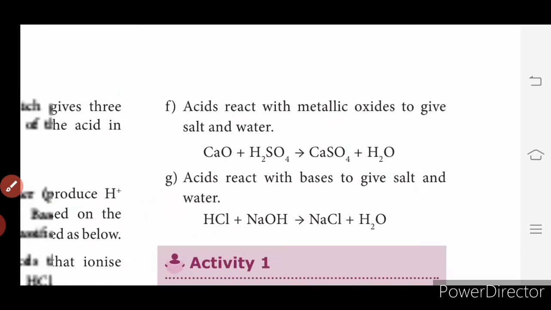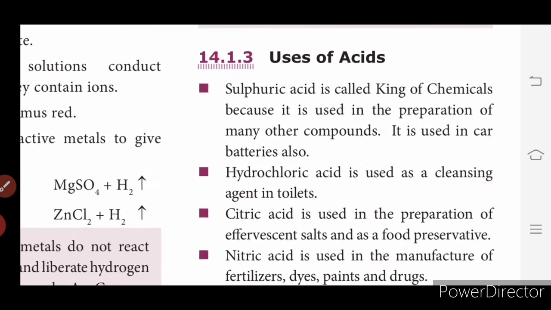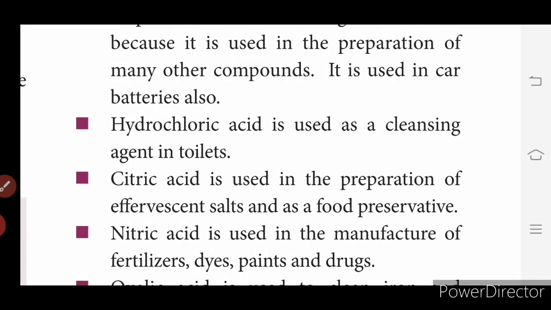And next we will see a very important brief question, a 5 mark question, uses of acids. The first one is sulfuric acid, which is called the king of chemicals because it is used in the preparation of many other compounds. It is used in car batteries also. Using sulfuric acid, many other organic acids are prepared. Hence sulfuric acid is used widely in the chemical laboratory for the preparation of other compounds. That is why it is called the king of chemicals, and it is also used in car batteries.